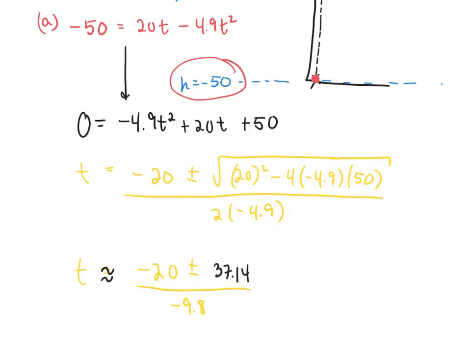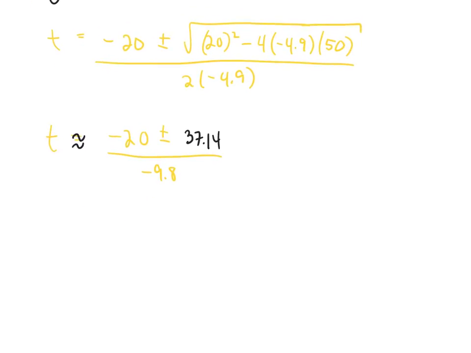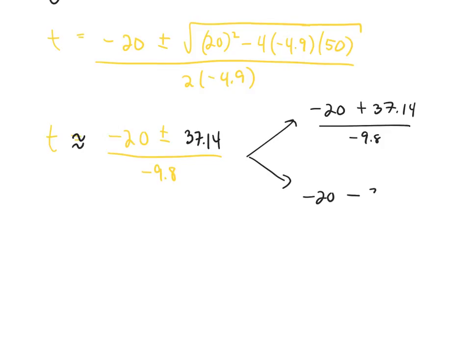Good. Now, how do I get the two answers from this? I take one with a positive root and one with the negative. So I literally just break this into two answers at this point. I've got negative 20 plus 37.14 all over negative 9.8, and then negative 20 minus 37.14 all over negative 9.8. And I guess it'd be 1.5 because you said it was 1.48. I'll tack on the 8 just to be a little more precise for now. Again, it's always an estimation, but try to carry as many decimals as possible until the last line.